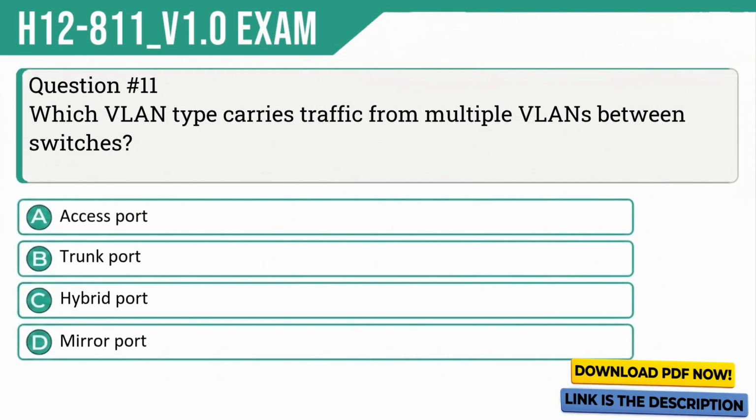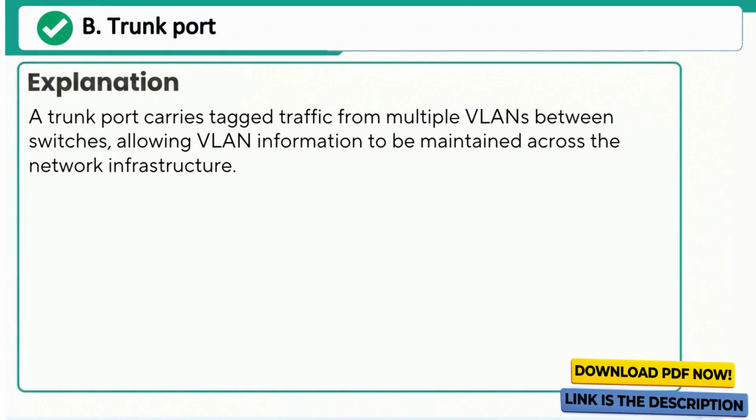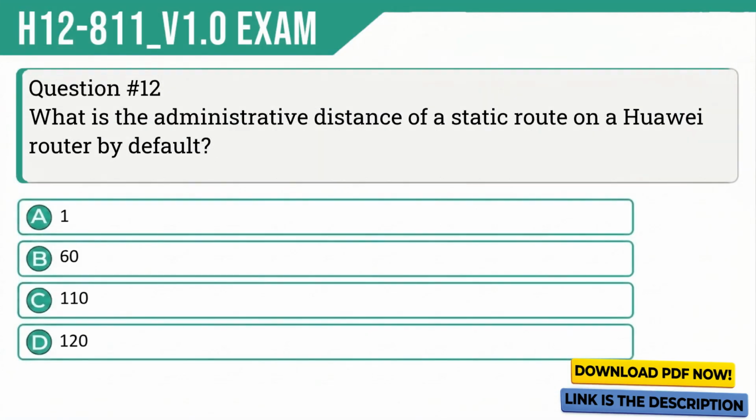Question number 11. Which VLAN type carries traffic from multiple VLANs between switches? A. Access port. B. Trunk port. C. Hybrid port. D. Mirror port. Correct answer: B. Trunk port. Explanation: A trunk port carries tagged traffic from multiple VLANs between switches, allowing VLAN information to be maintained across the network infrastructure.